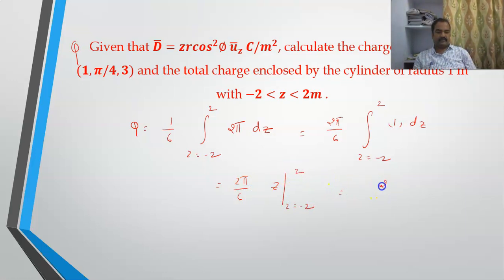So what will you be getting? 2 pi by 6 into (2 minus of minus 2). That is 4. 4 into 2 pi is 8 pi by 6. If I divide it by 2, I get 4 pi by 3. Therefore, the charge is equal to 4 pi by 3 units.